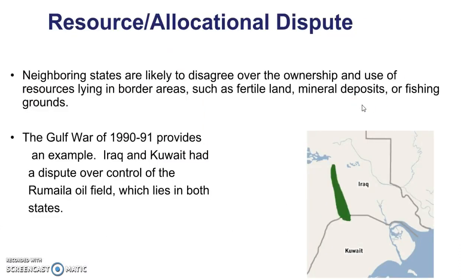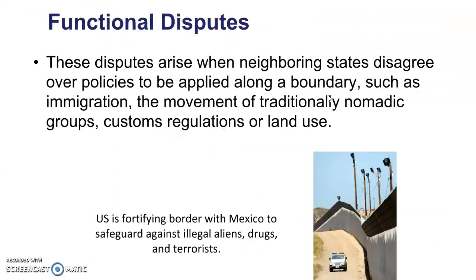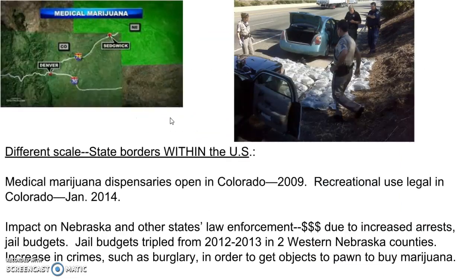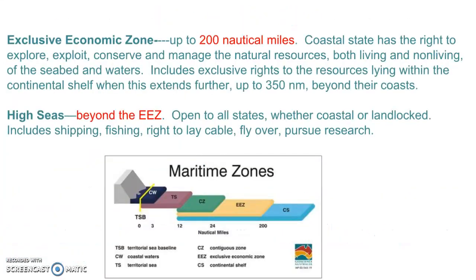Nope, we don't need to cover that. Resource or allocational disputes are going to be over things like oil, fertile land, mineral deposits, and things of that sort. We'll talk about this in class. Functional disputes are disputes that arise from neighboring states disagreeing over policies to be applied about the boundary, such as immigration. That's big with the U.S.-Mexico border. You can take a look at that. We'll cover that in class.